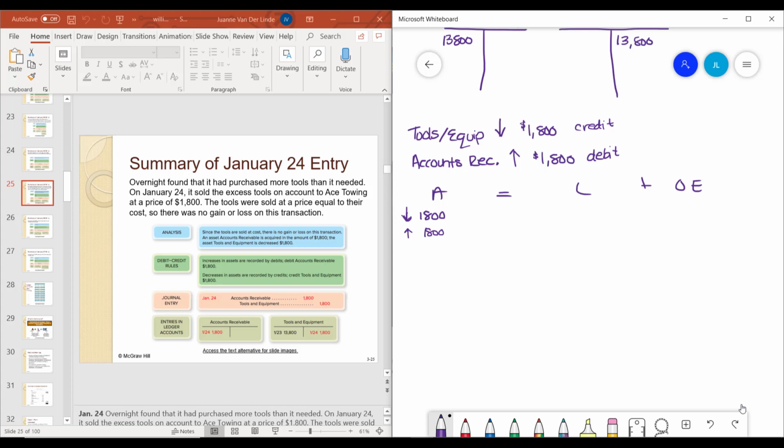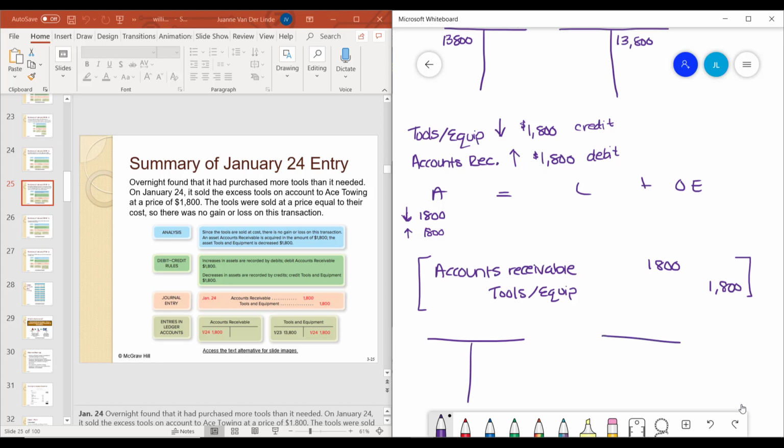So which one are we going to list first when we journalize it? Accounts receivable, because it's being debited. Always debits before credits. So I write out accounts receivable, debit that account for $1,800, I'm going to credit my tools and equipment account. Remember, skip a line, indent a little bit, and then because it's being credited, I need to put that number in the right-hand column. And there's my journal entry for that transaction.